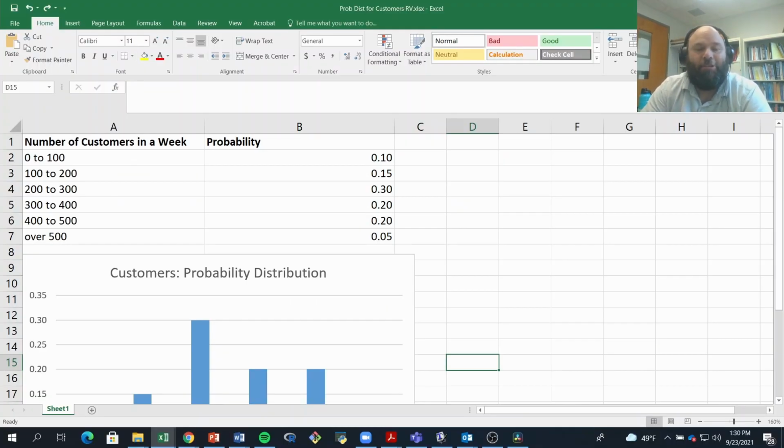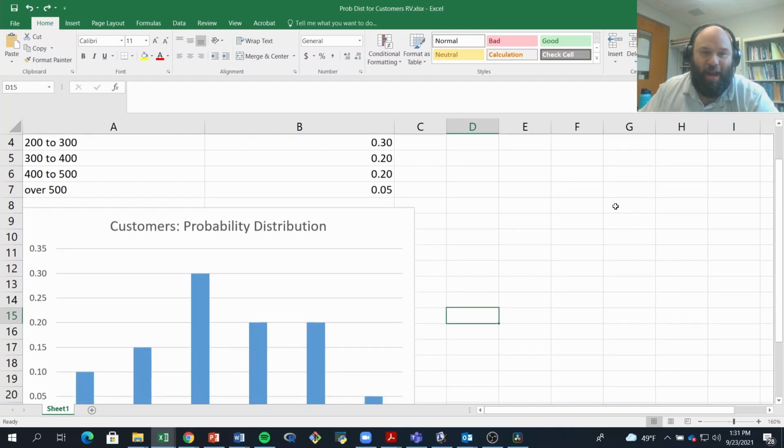Here's an example. You run some sort of business that has customers. Could be a fast food joint, could be a marijuana dispensary, it could be a hair salon. And this probability distribution describes the probability that the number of customers you have in a given week will be in one of multiple ranges. So the probability that you'll have between 0 and 100 customers in a week is 10%. From 100 to 200, that's 15%. Notice I'm converting these decimals to percentages, right? 0.10, 0.15, and so on. The probability of having over 500 customers is 5%, 0.05.